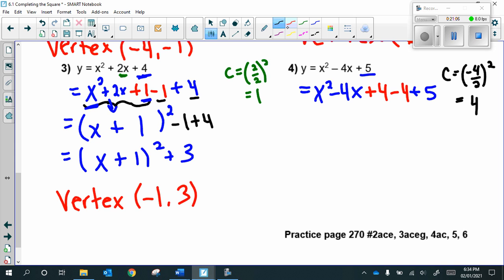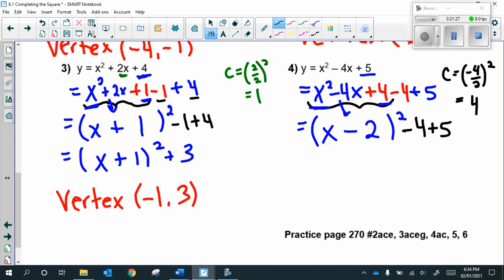So my first three terms is a perfect square. When I factor this, I'm going to have my bracket squared. Square root of the first term, which is x. The first sign that you see, which is subtract. And the square root of the third term is 2. So x minus 2 squared. Now don't forget, we still have minus 4 plus 5 on the end.